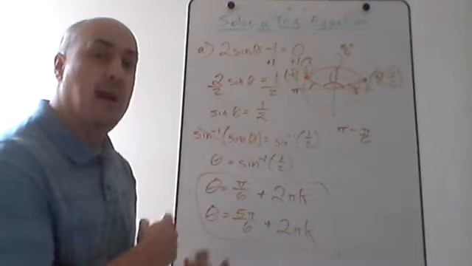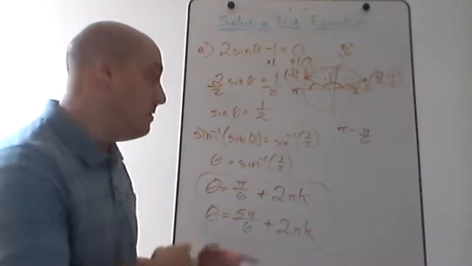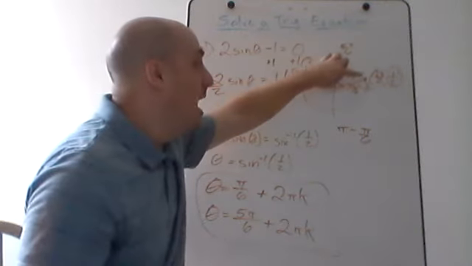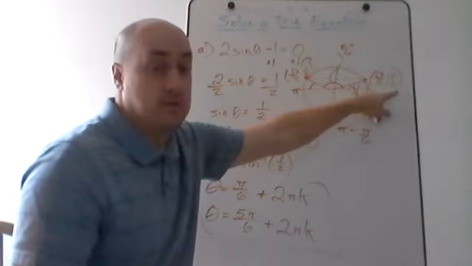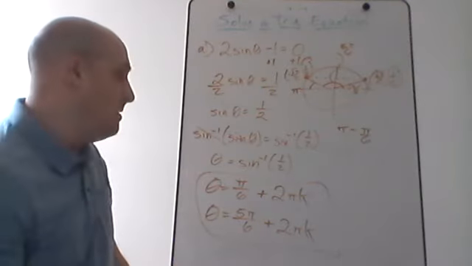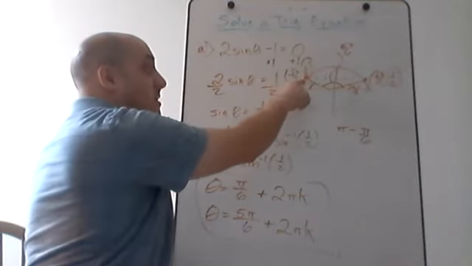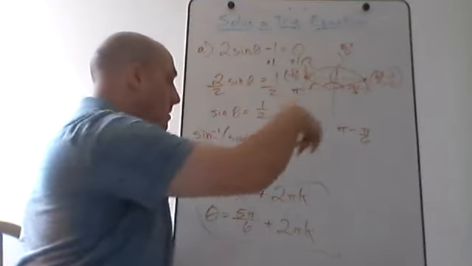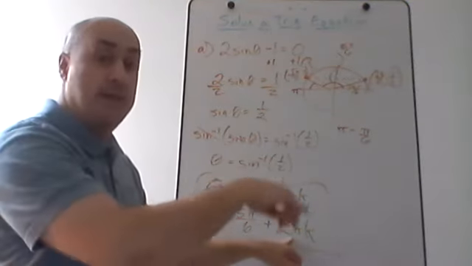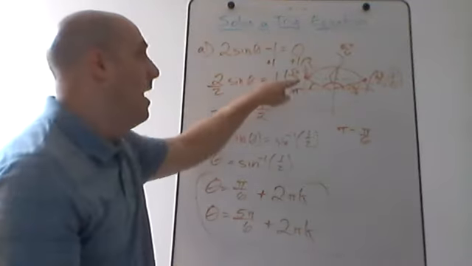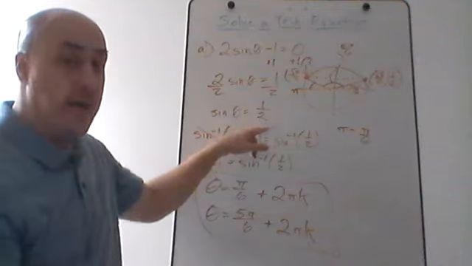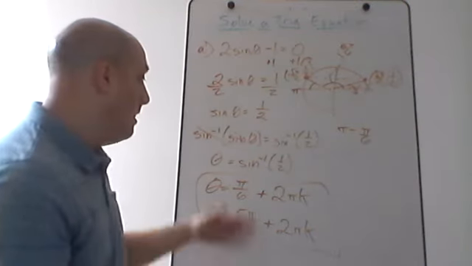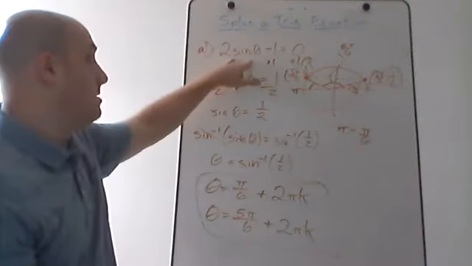But no matter how many multiples of 2 pi I add or subtract to pi over 6, I always end up on that same spot, and the sine of that angle is always going to give me 1/2. And same idea for 5 pi over 6. If I go to 5 pi over 6, and then go any multiple of 2 pi in any direction around the circle, I end up at the exact same point, and the sine of that angle is still going to be 1/2. So those are all of our solutions to this original equation.